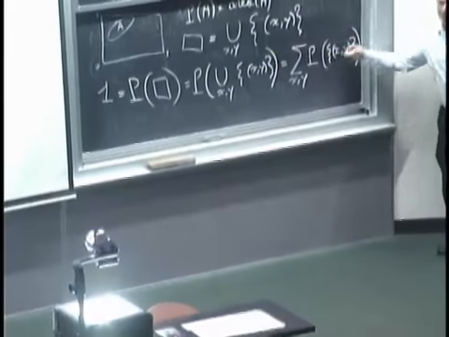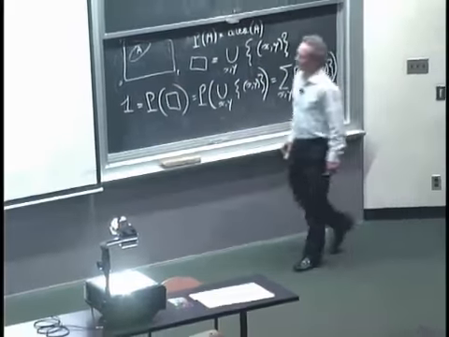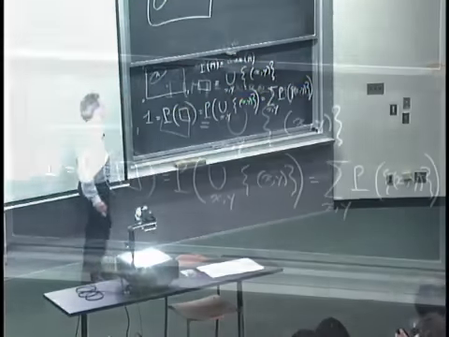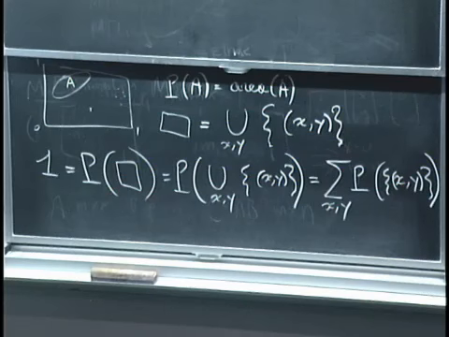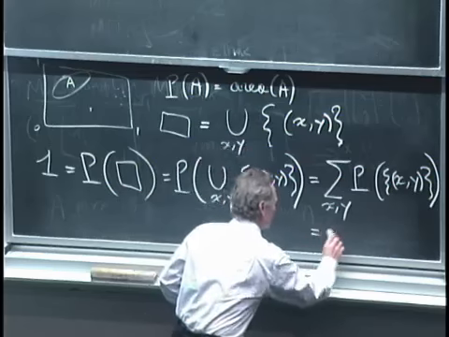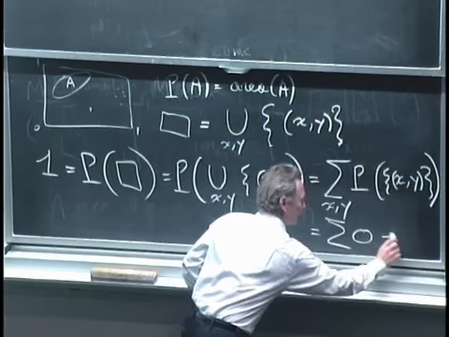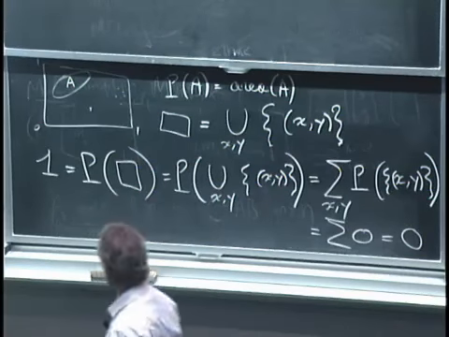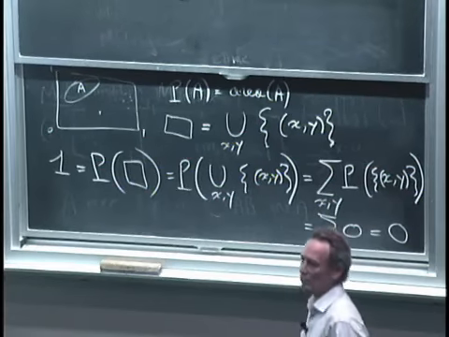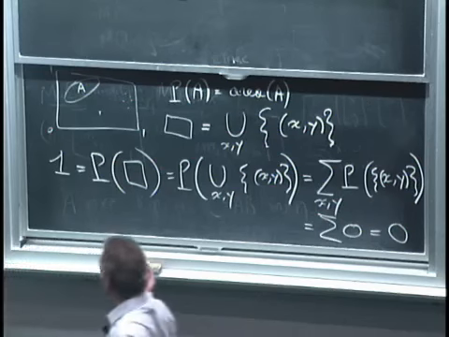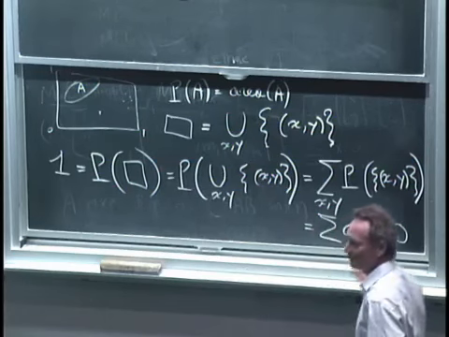Now, what is the probability of a one-element set? What's the probability that our outcome is exactly that particular point? Well, it's the area of that set, which is 0. So it's just the sum of zeros. And by any reasonable definition, the sum of zeros is 0. So we just proved that 1 is equal to 0. Either probability theory is dead, or there is some mistake in the derivation that I did.